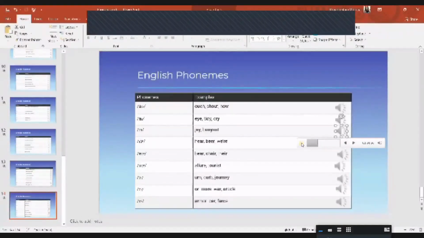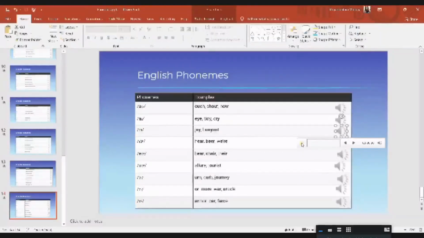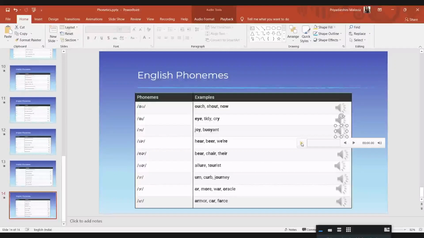Oi. Joy, buoyant. This is an oi sound. So it's more of a joy, buoyant. These are sounds which are more of an O and I together. Even in buoyant, it's O and I together in the middle, right? So it's joy and buoyant.